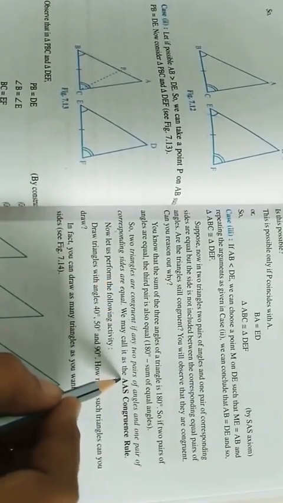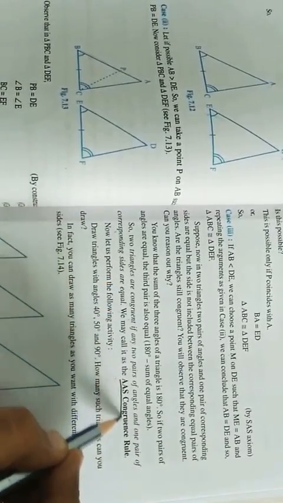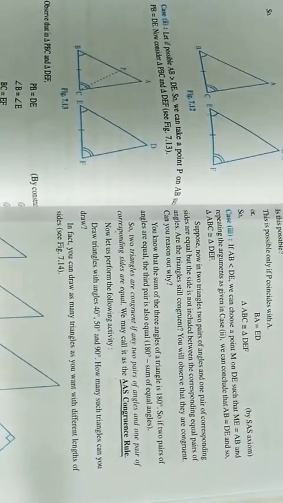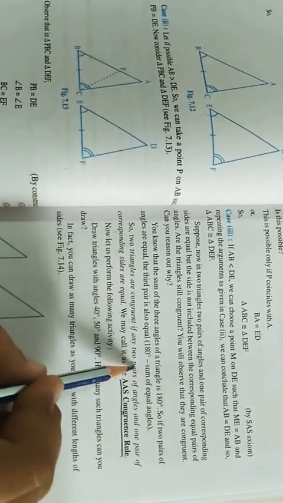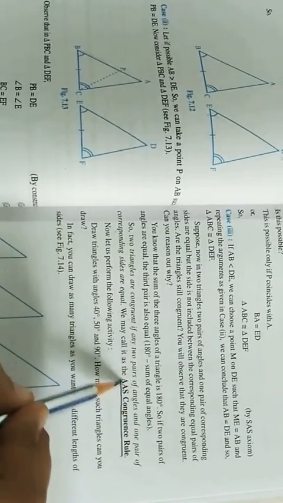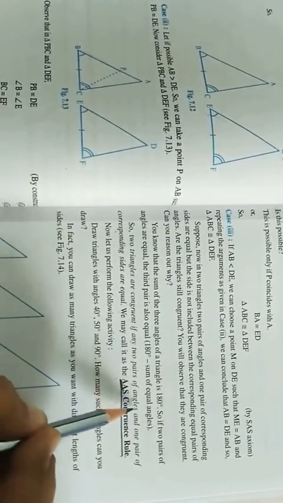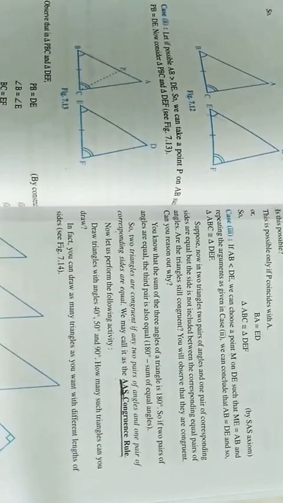That means the AAS congruency rule. It is given that two triangles are congruent if any two pairs of angles and one side are congruent. So we can say that it is the AAS congruency rule. AAS means both angles and one side are the same.